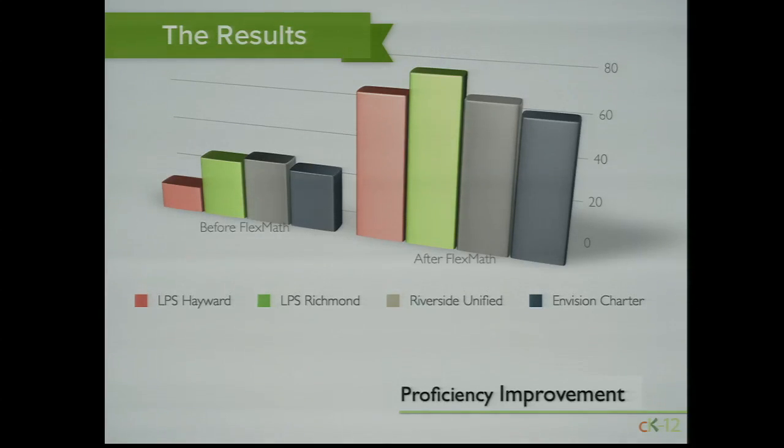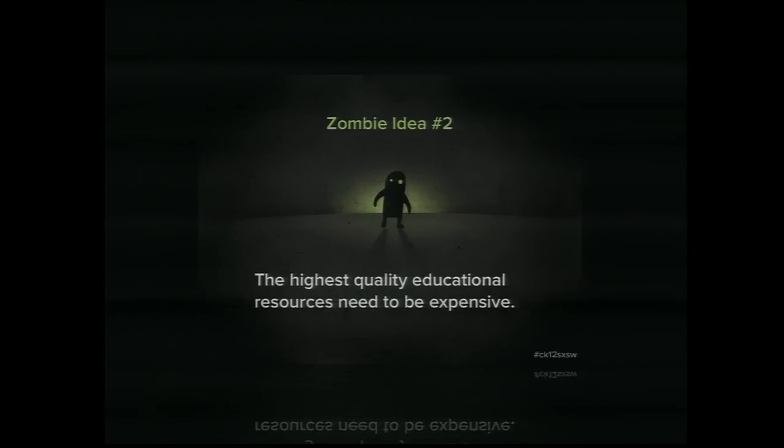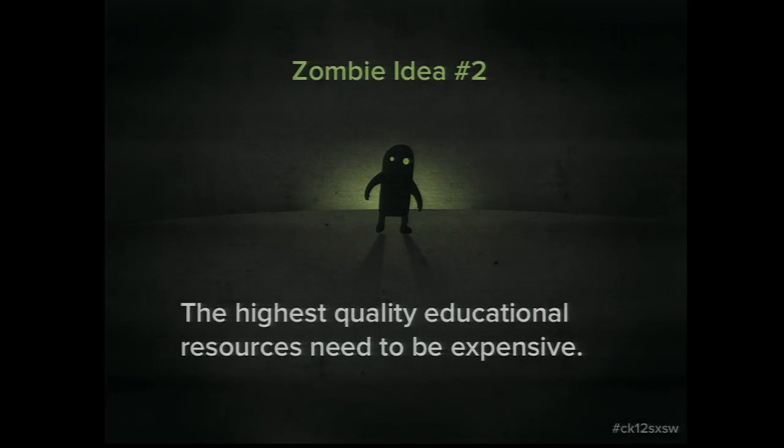I'll just take one example, which is LPS Hayward. LPS Hayward was named the second best charter school in California based on the work that they did on our Algebra 1, the improvement they made in standardized testing. They were tested on California standardized tests. So that's idea number one, right?